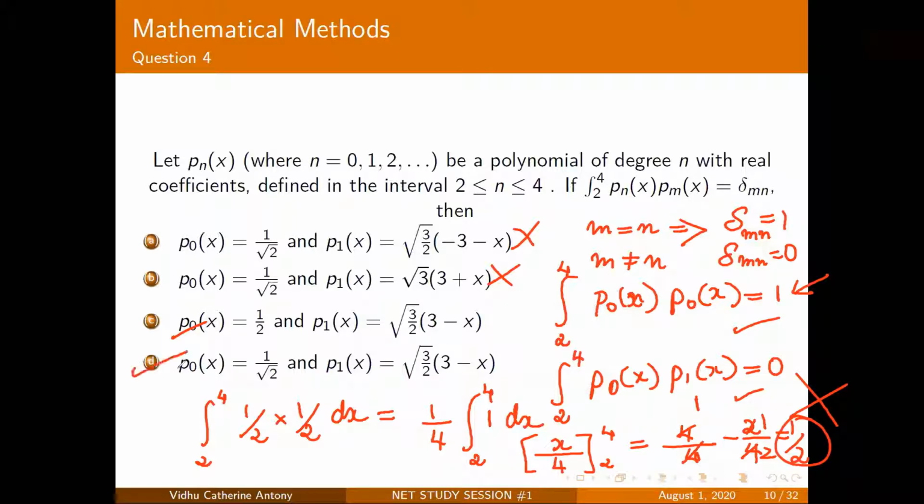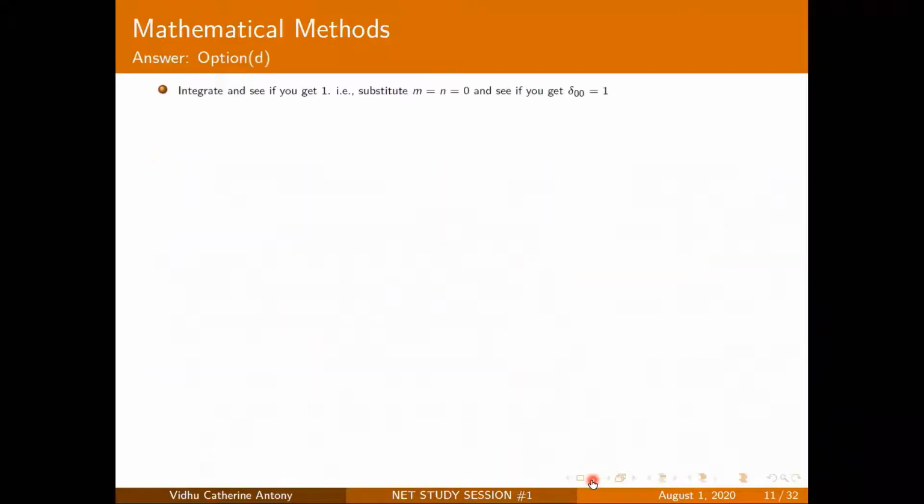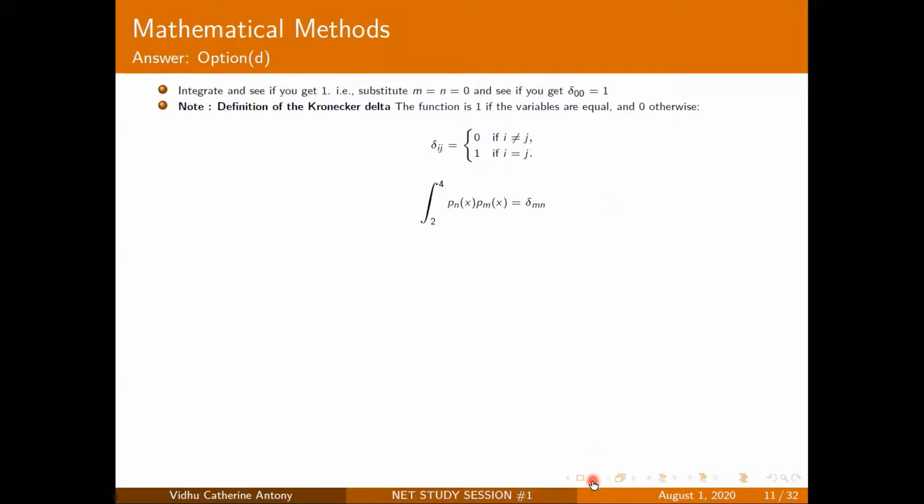That means this is the answer. So this thing I've worked out elaborately in the next slide. Let's look at this. Basically, what do you do? You integrate and see if you get a 1. And then you substitute m and n to 0 and see if you get your delta 0,0 is equal to 1. So this is your Kronecker delta that you have.